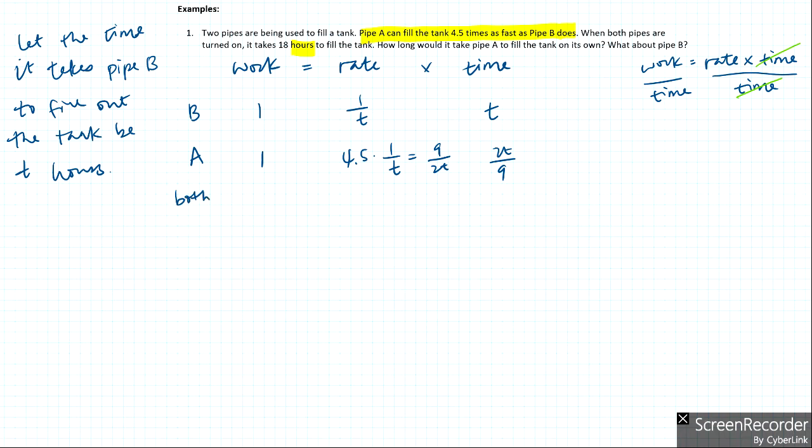And now if they're both working together, the total amount of work being done is still filling 1 tank. And we know the time it takes is 18 over here. And then we can see the rate. The rate will be 1 over 18 in this case. So the nice thing about filling out the time is that now you have everything in the table filled out over here.